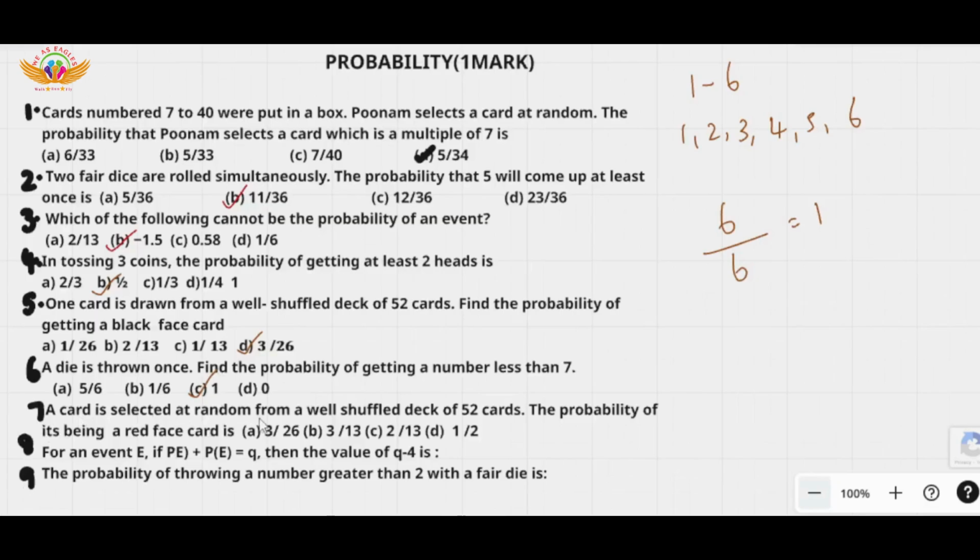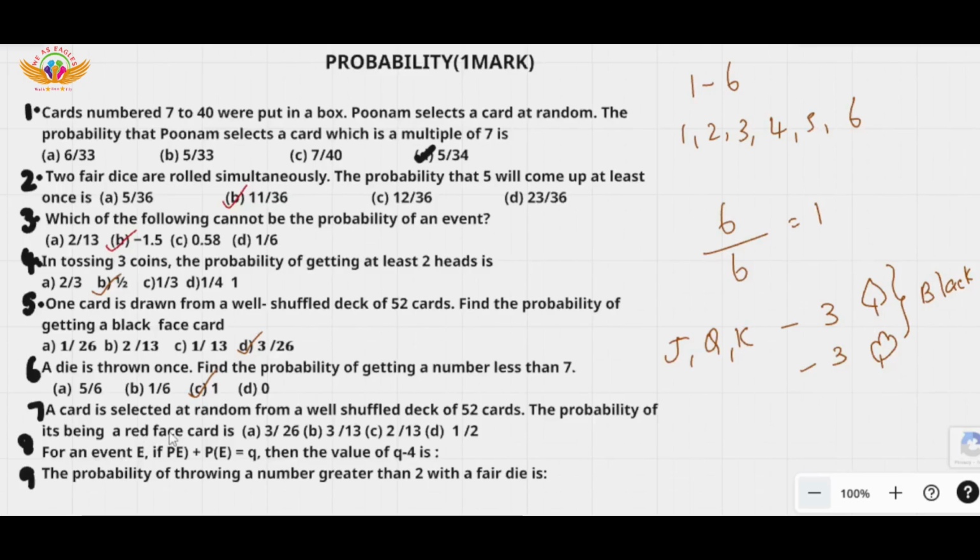Seventh one. A card is selected at random from a well shuffled deck of 52 cards. Find the probability of it being a red face card. Just now we have been learning about these cards, right? So again they're asking about a face card. You already know that the face cards are Jack, Queen and King. In each shape we have 3 face cards. For black, we have the club shape and the spade shape. This is for black. In this shape 3, in this shape 3. So there are 6 black face cards.